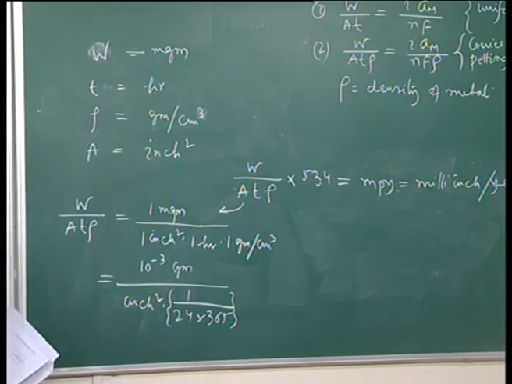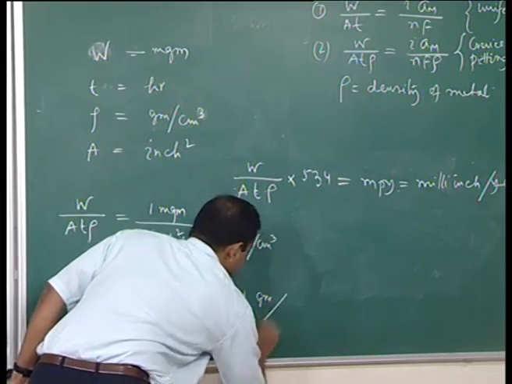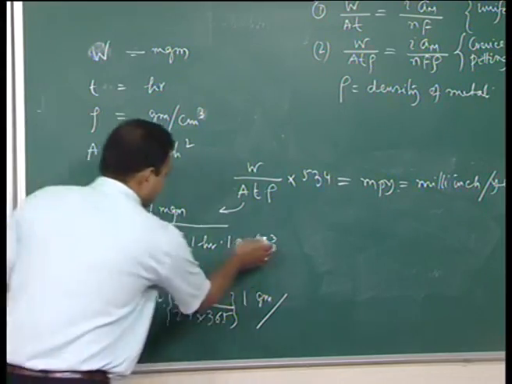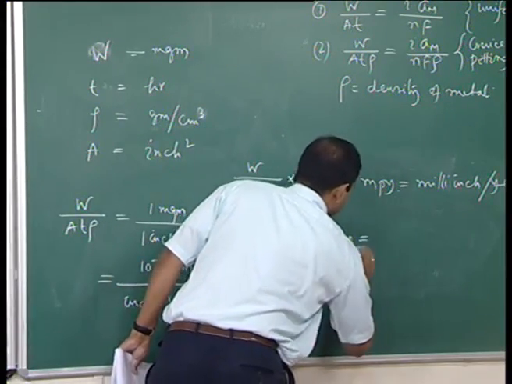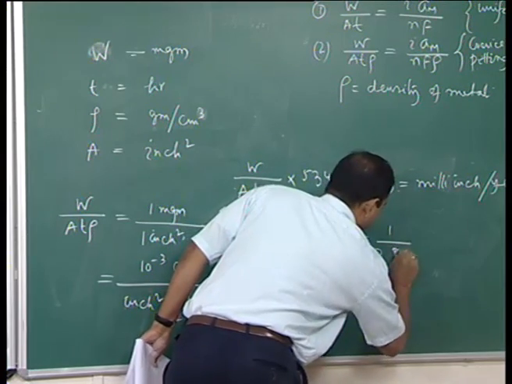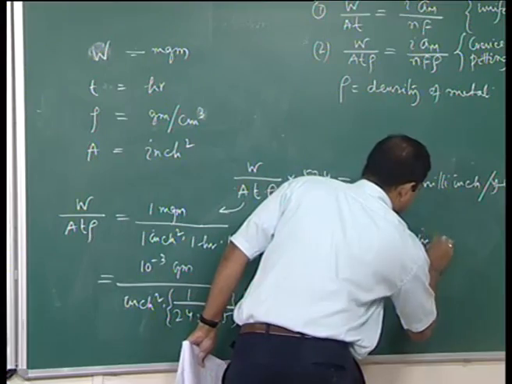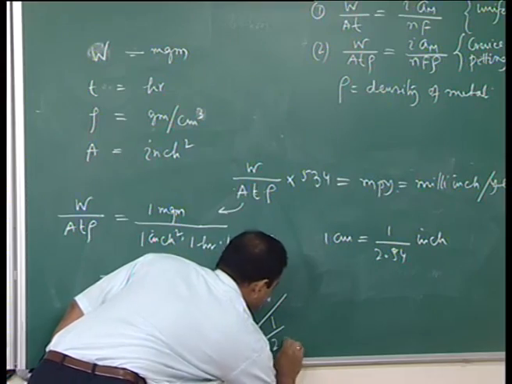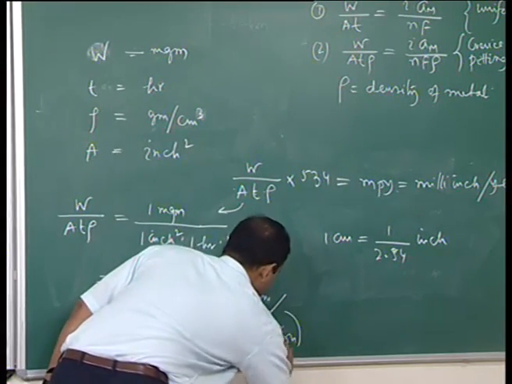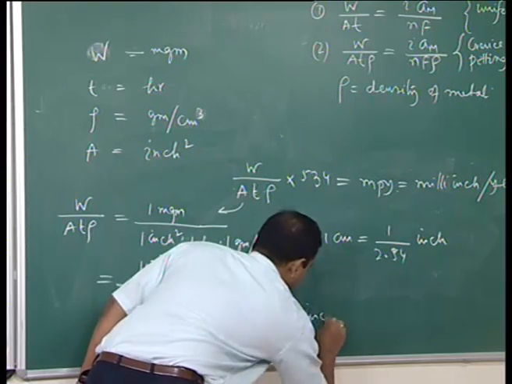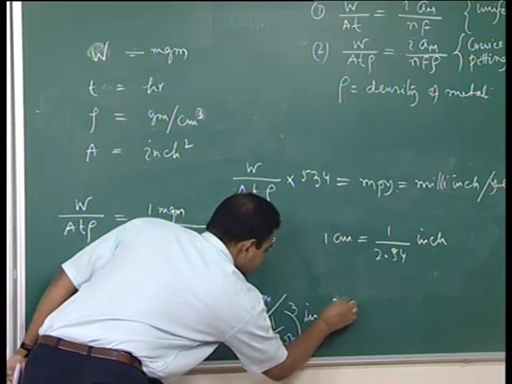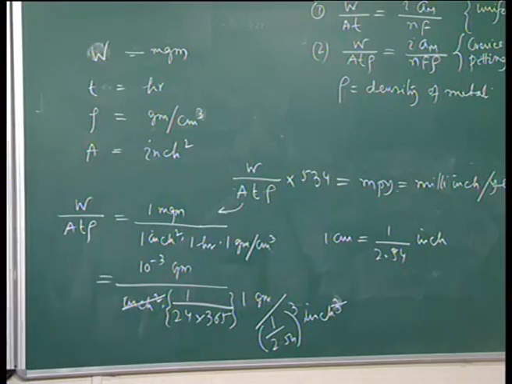Year, and 1 gram, and inch, let me convert it into centimeter, centimeter cube in the form of inch square, inch cube. So, 1 centimeter is equal to 1 by 2.54 inch. So, it would be equal to 1 by 2.54 cube into inch square. So, this inch cube, these things are getting cancelled.